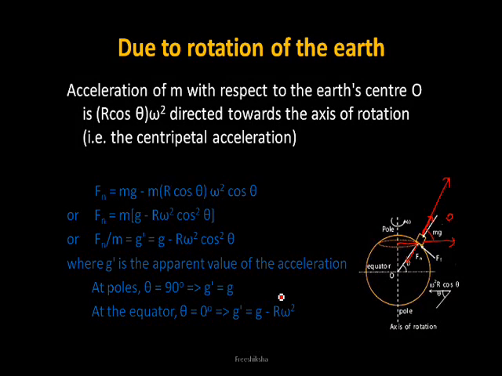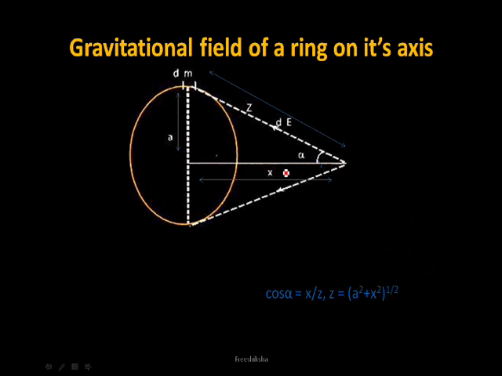A simple question that can come in IIT JEE multiple choice questions is where is the value of g maximum? We can simply say that it is maximum at the poles, if we take into consideration the rotation of the earth, and it is minimum at the equator.